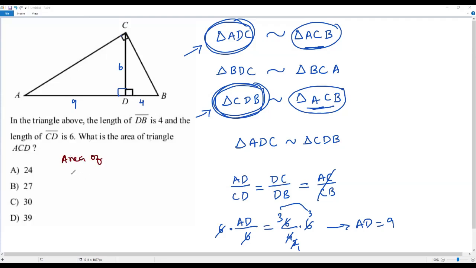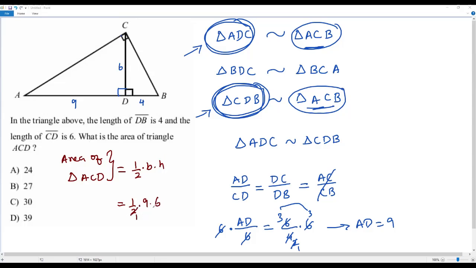Area of triangle ACD, that is equal to, the formula is 1 over 2 times base times height. Okay, here 1 over 2 times. So here B is the base of the triangle, that is AD. Its length is 9. We can plug in 9 for base B over here. And the height of the triangle ACD is 6. So we can plug in this 6 for height over here.